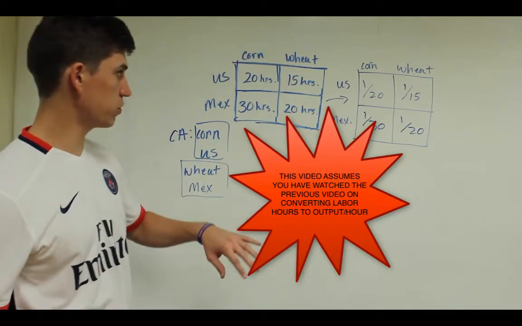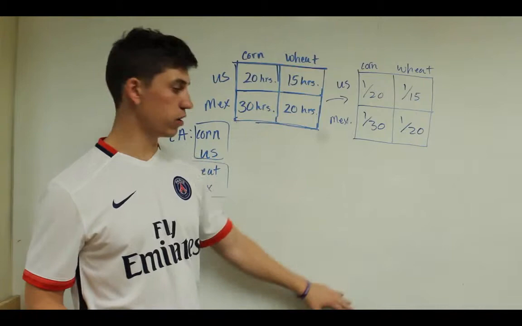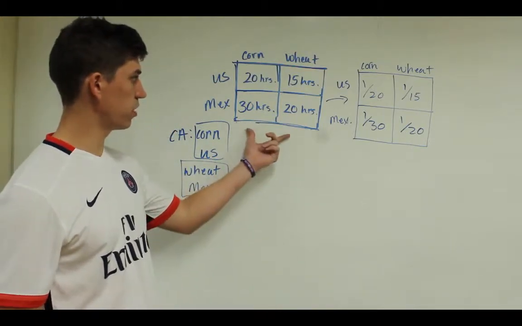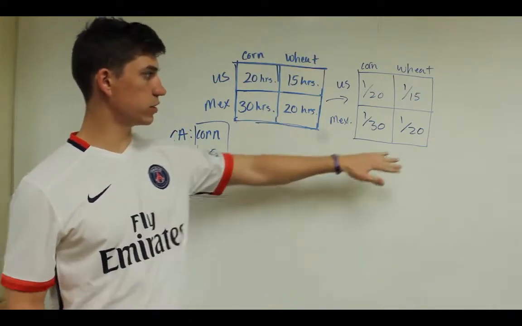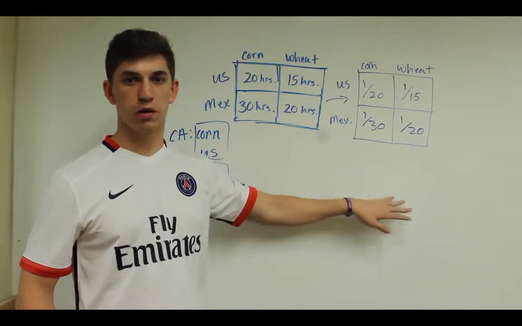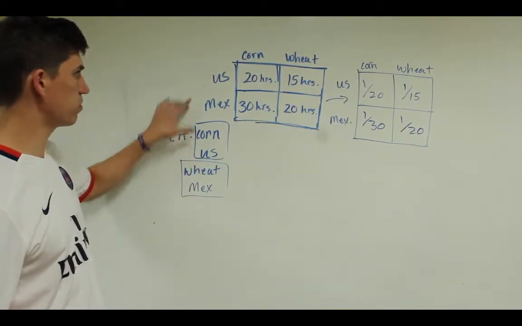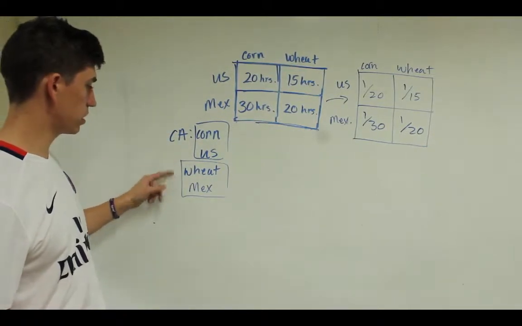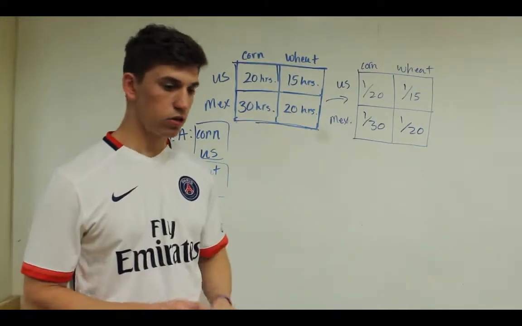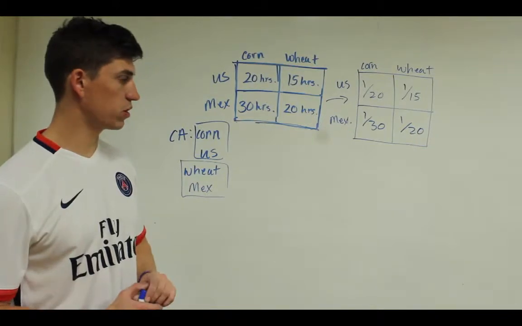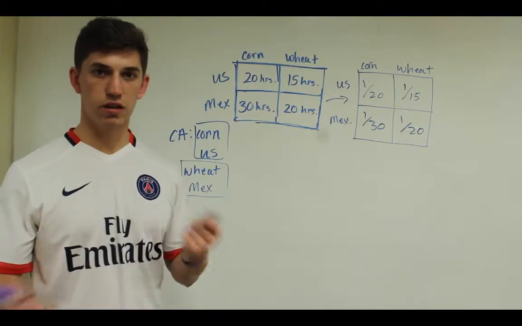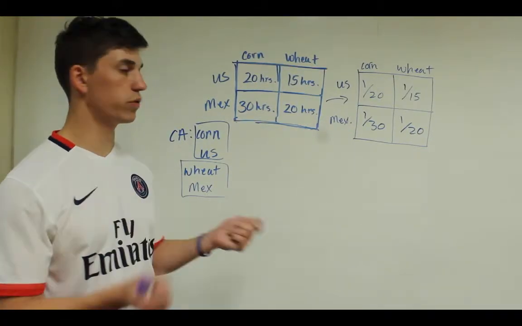We're going to continue on with an example problem we were doing earlier, where I showed you a trick where you can convert from hours into units per hour, and we were able to find that the US has the comparative advantage in corn and Mexico has the comparative advantage in the production of wheat. So now we're going to talk about how to find what we call the terms of trade, so the prices that these two countries are going to agree to trade at, right?